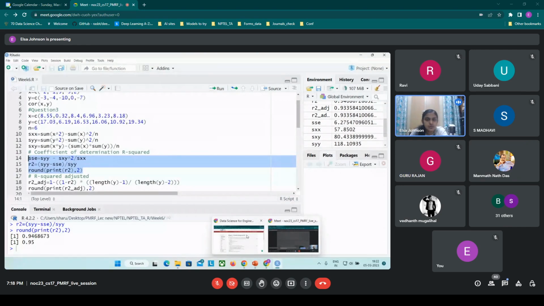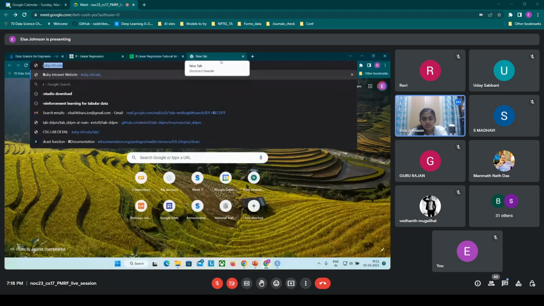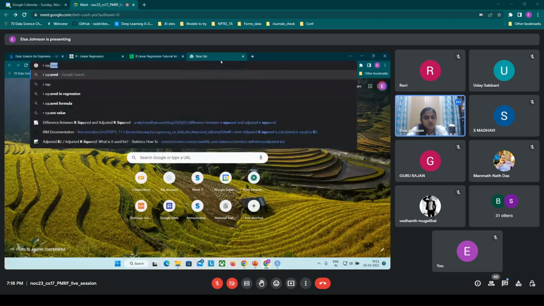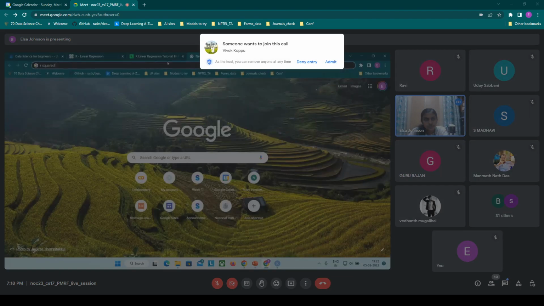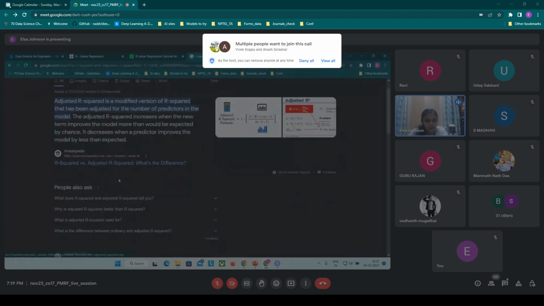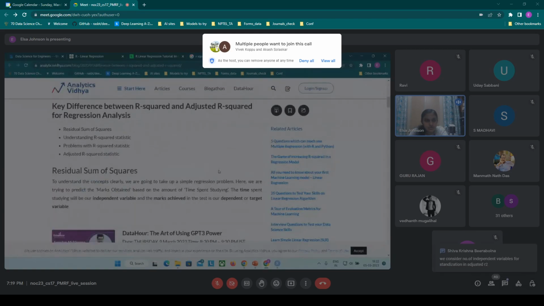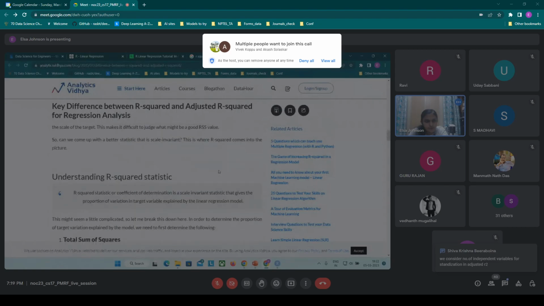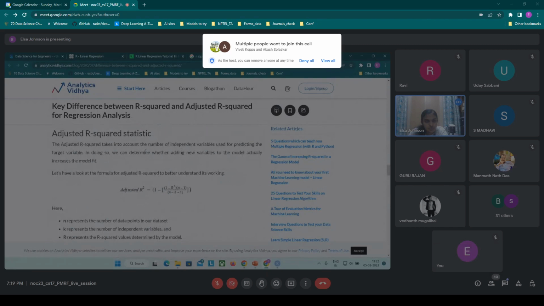Mm-hmm. Okay, just I'll just show you some r squared and okay, it's r square. Okay. Mm, okay, you can just look at this. Okay. Um, so as you said, it is there.